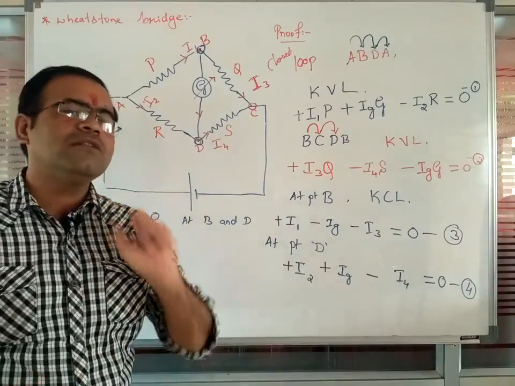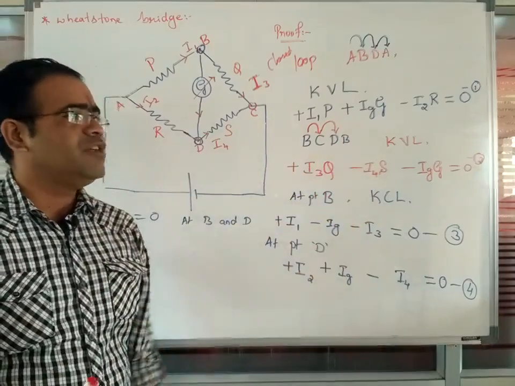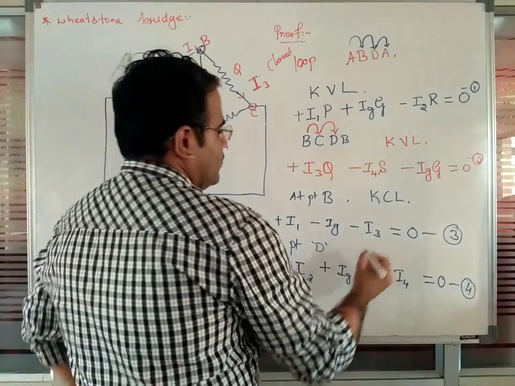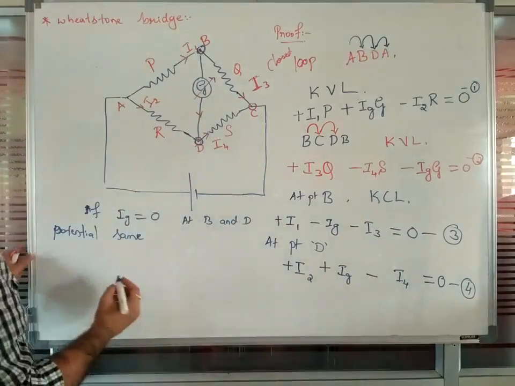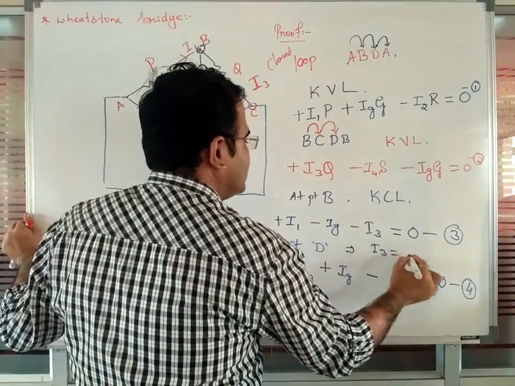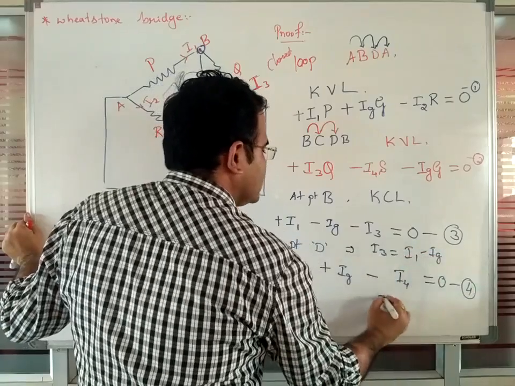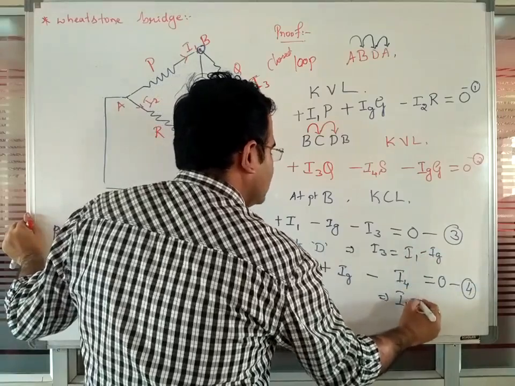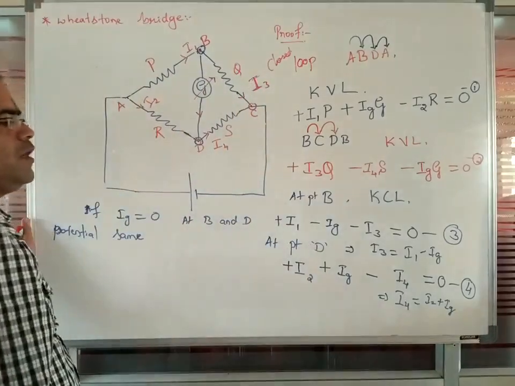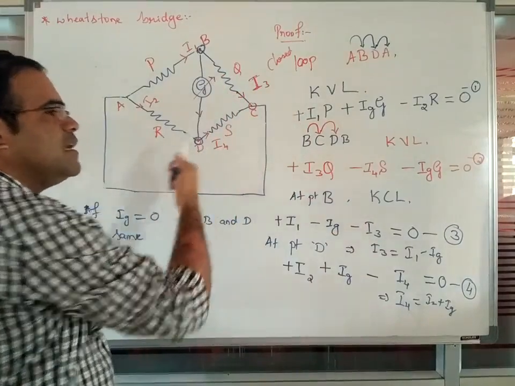So when the current through the galvanometer is 0, for the first equation, second equation, third equation as well as fourth equation, what are the conditions? Let us see. From the third equation we can write I3 is equal to I1 minus Ig here. In the fourth equation, I4 is equal to I2 plus Ig here. This is what you are going to observe for the corresponding values of I3 as well as I4 here.